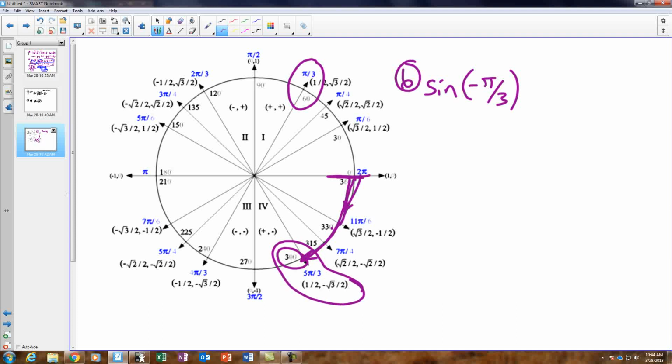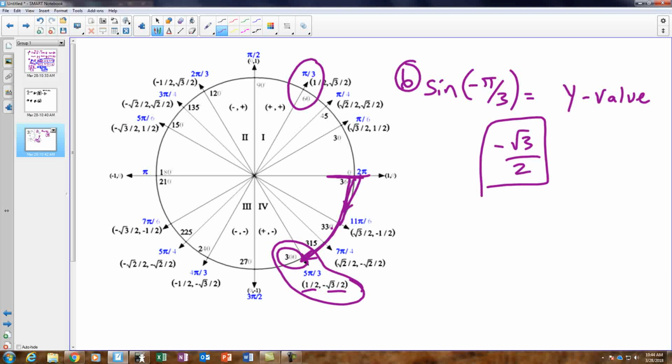Earlier we talked about how sine is defined not just as O over H, but there's also another value for it. It's the y value, okay? So I need to know the y value at negative pi thirds. If I look closely, there's an x and there's a y. The y value is negative root 3 over 2.